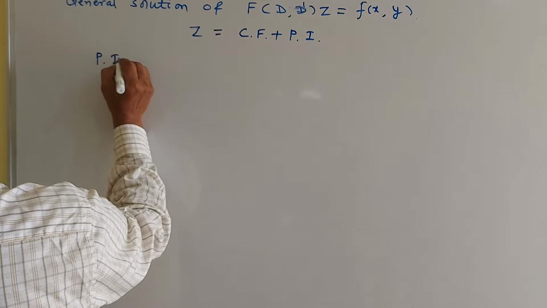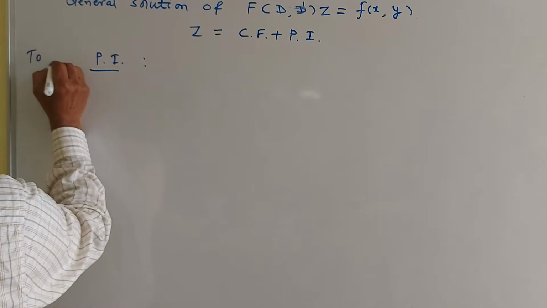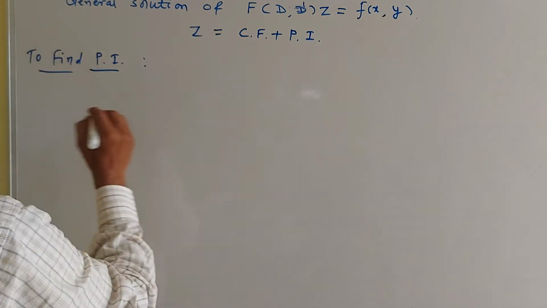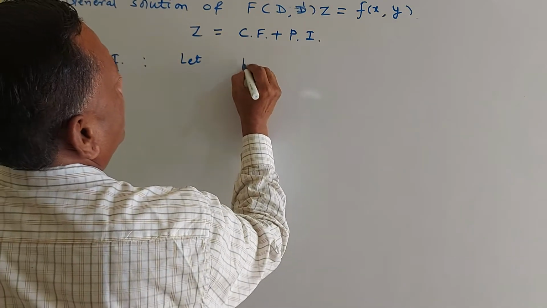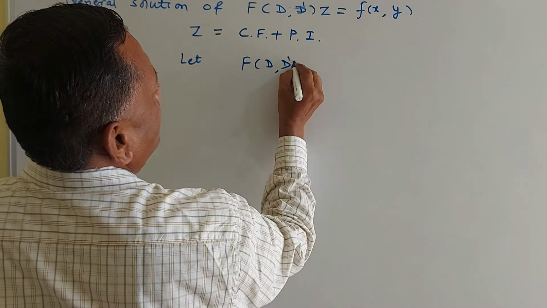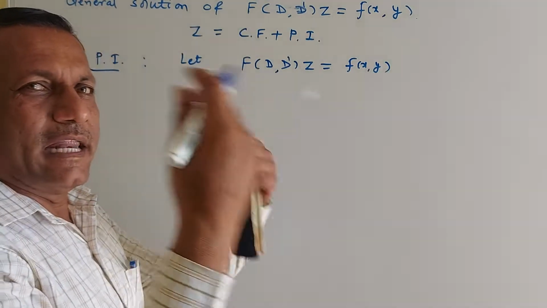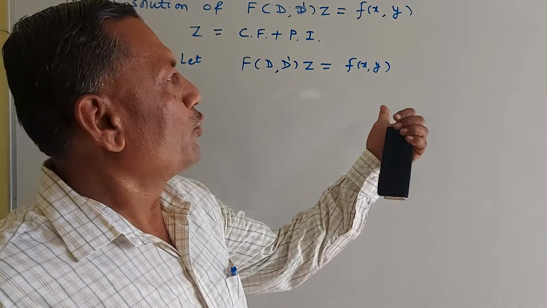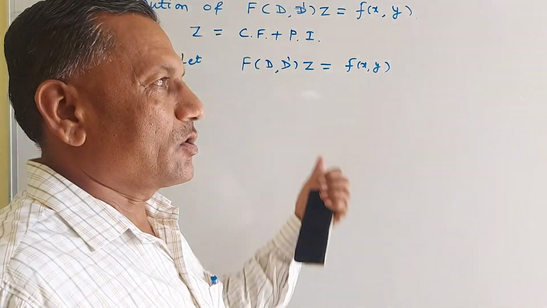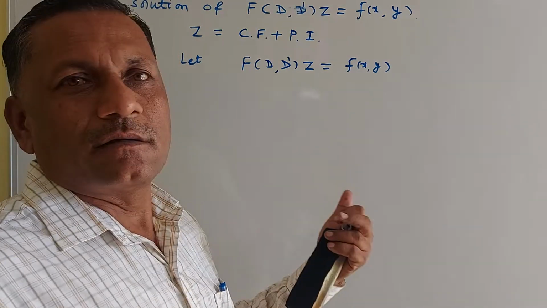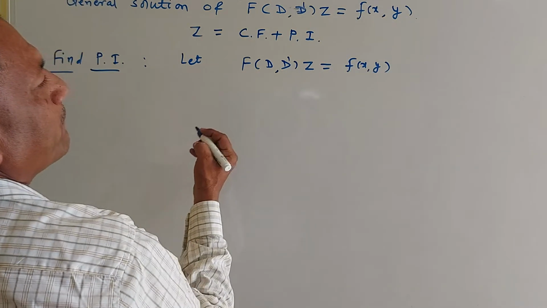Now to find the particular integral, let your partial differential equation be f of D, D dash operated on z is equal to F of x, y. F of x, y means any function in two variables, e raised to ax plus by, or sin of ax plus by, or cos of ax plus by, or x into y, an algebraic function in two variables, any function.